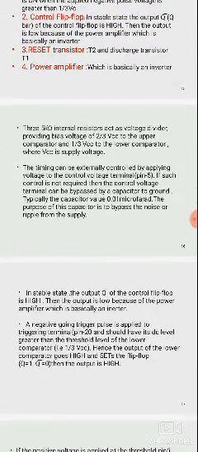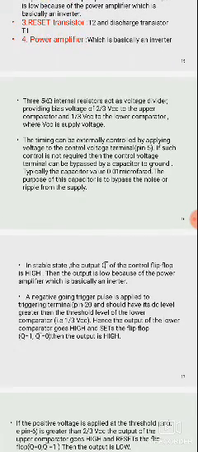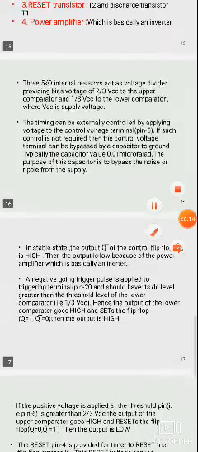Next, the 5 kilo ohm internal resistors act as a voltage divider. They provide the bias voltage of 2/3 VCC to the upper comparator and 1/3 VCC to the lower comparator, where VCC is the supply voltage. So the 5 kilo ohm resistors form a voltage divider network providing two voltages: 2/3 VCC connected to the upper comparator and 1/3 VCC connected to the lower comparator.